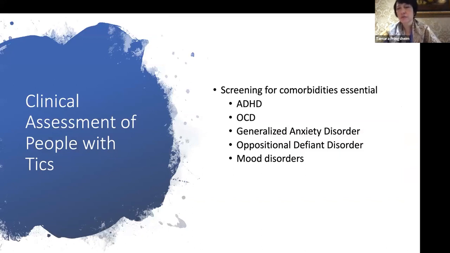So with the clinical assessment for tics, it's very important that we screen for comorbidity. So the main ones here: ADHD, OCD, generalized anxiety disorder, oppositional defiant disorder, and mood disorders. So when I see new patients at my clinic, I do screening for all of these comorbidities. We use screening rating scales for these disorders that children or parents fill out before their clinical visit. And then if people screen positive, we do a deeper dive into those symptoms so we can make an official diagnosis.